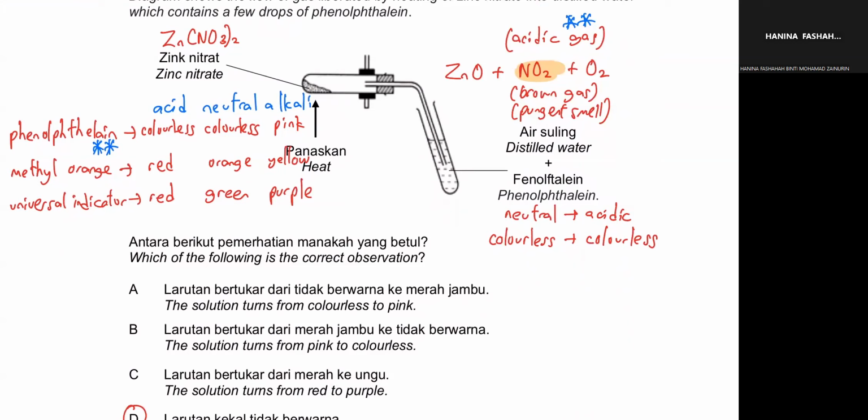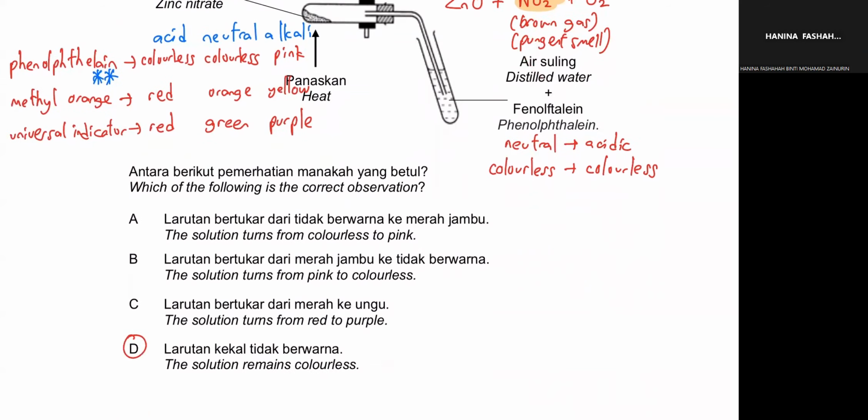Acidic gas indicates that they put phenolphthalein to test as an indicator. You can use phenolphthalein, methyl orange, or universal indicator. This is the color I put already properly, for acid, for neutral, for alkaline. So this one is acidic. This one is from neutral, because water is neutral. So when the nitrogen dioxide is produced, the nitrogen dioxide is an acidic gas and it will become acidic. Basically, phenolphthalein at neutral is colorless. So change to acid, still colorless, right? So that's why the answer is D lah.